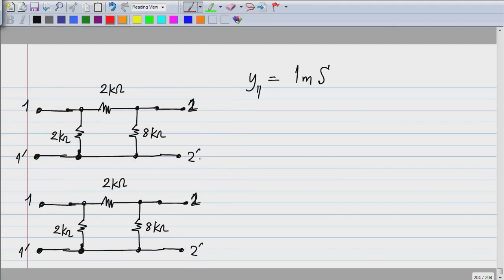You short circuit port 2. Once you do that, this 8 kilo ohm goes out of the picture, it is short circuited. And you see that this 2 kilo ohms and that 2 kilo ohms are really in parallel with each other. So, looking into 1-1 prime, we have 2 kilo ohm parallel 2 kilo ohm, which is a 1 kilo ohm resistance, but Y11 is the conductance. So 1 divided by 1 kilo ohm is 1 millisiemens. Similarly, now what is Y21?